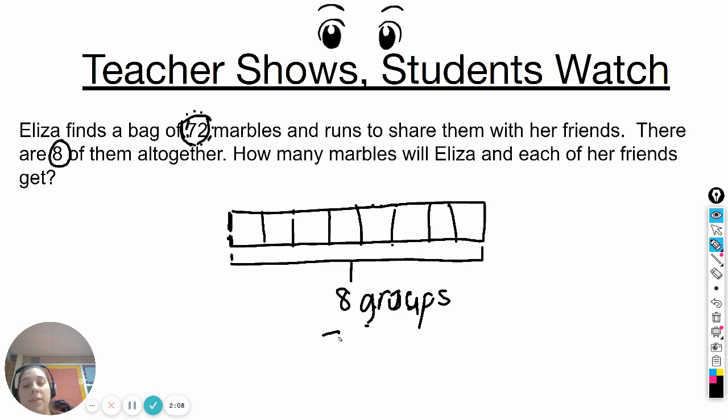Altogether, we know that there's 72 total. Okay, there's 72 marbles all together. What we don't know is how many marbles each friend is going to get. So what we need to do is we're going to take our 72 and we're going to break it up evenly between all of our groups. So that means I'm going to put 1 marble in each group, or it would be like giving 1 marble to each friend until we run out of marbles.